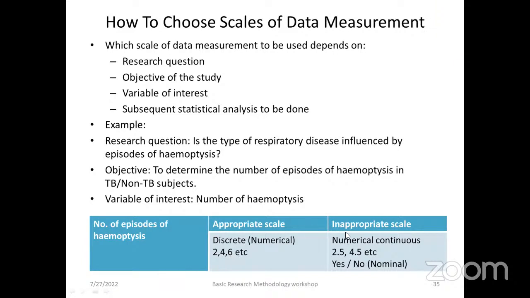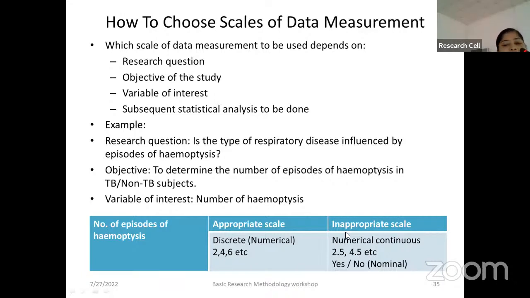But if we try to take it onto another scale, say for example, a continuous numerical scale, will it be possible? No, it is not possible to have 2.5 episodes. Or if we take it into another inappropriate scale, like is hemoptysis present or absent, hemoptysis is there, yes or no? Will it give the correct measurements? No. Although yes or no would be partially correct, it is not going to give you the exact number. The objective of your study is to record the number. So your objective is diverted.